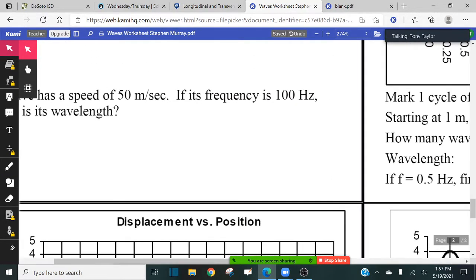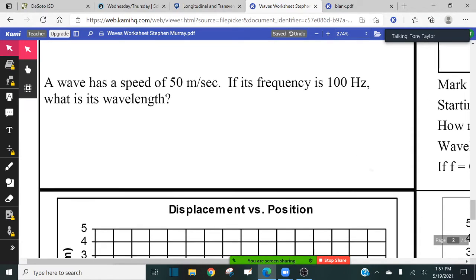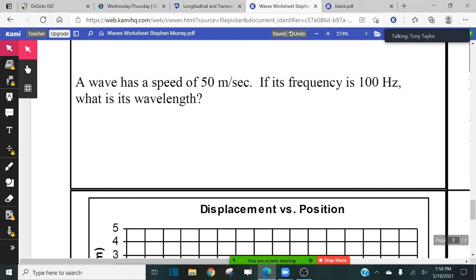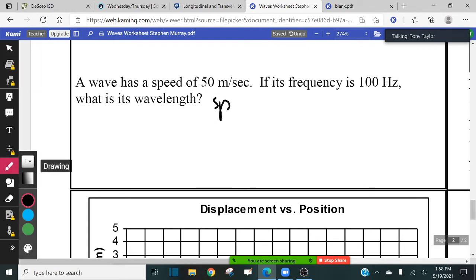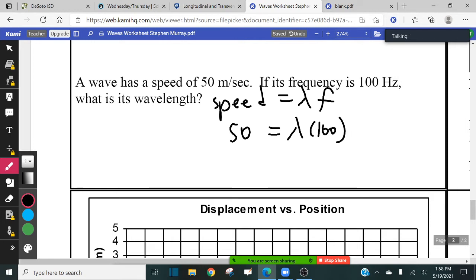It says a wave has a speed of 50 meters per second. If its frequency is 100 hertz, what is its wavelength? Okay, so now here they actually give us speed and they ask us to solve this equation for the wavelength. In other words, we're solving this equation for lambda here. Lambda stands for wavelength. So we know our speed is 50. We know our frequency is 100. Plugging everything in, we can easily solve this equation here for lambda.